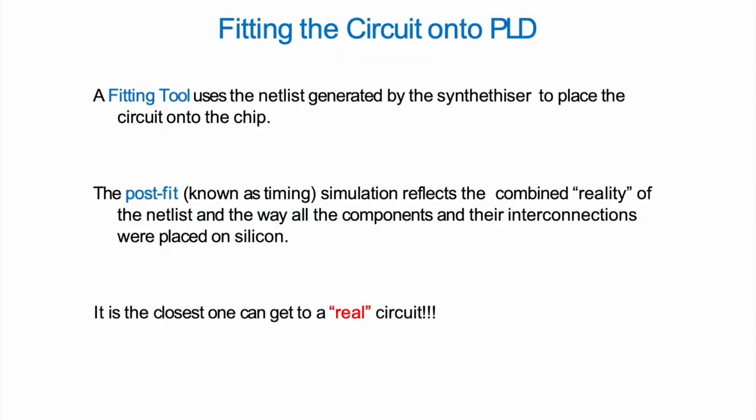So we've simulated, we've done the post mapping, we've done a bit of the placement. We want to fit the circuit onto the FPGA itself, right? And hopefully this is the last slide, so we'll be happy, right? So for fitting, we use a fitting tool. You can make use of a fitting tool from Xilinx or Quartus. It uses the netlist that is generated, or the circuit that is generated by the synthesizer, or you've got a gate level implementation or the RTL, and then you place that on a chip.